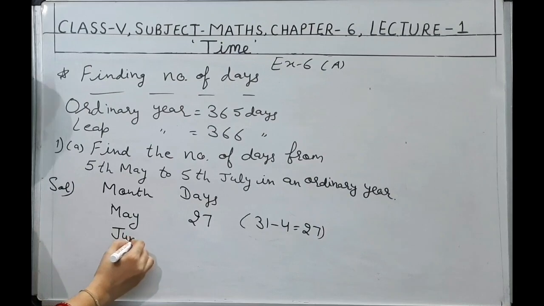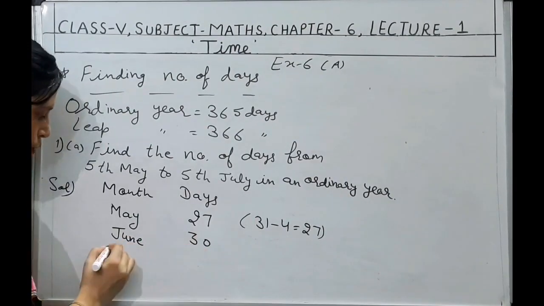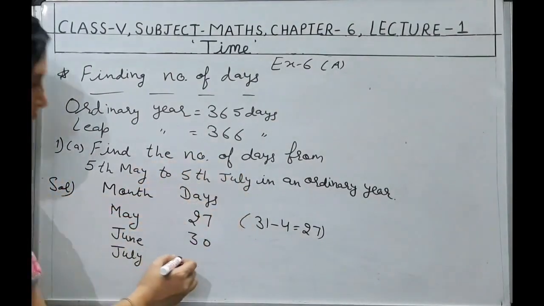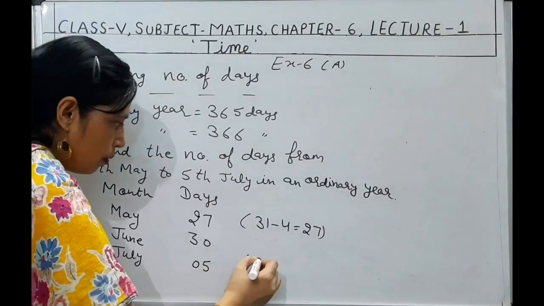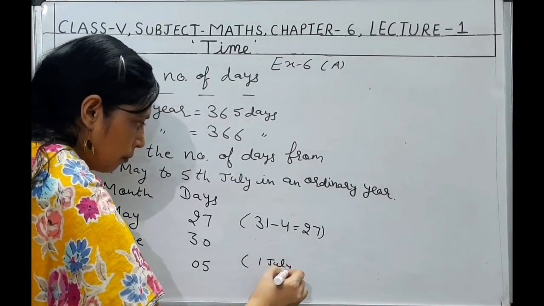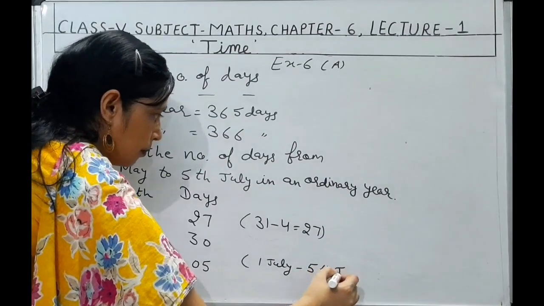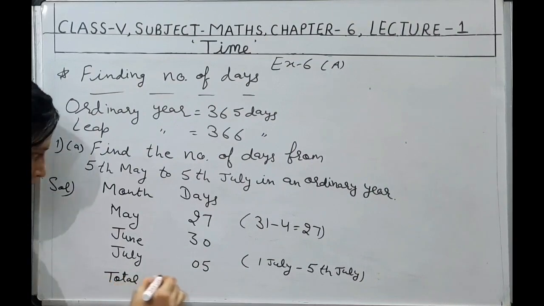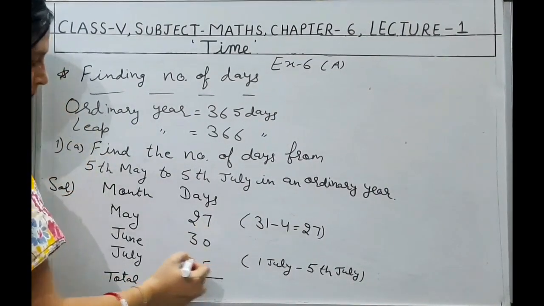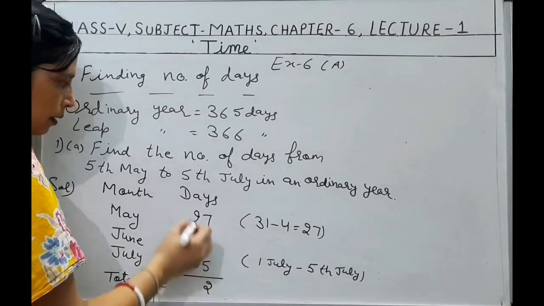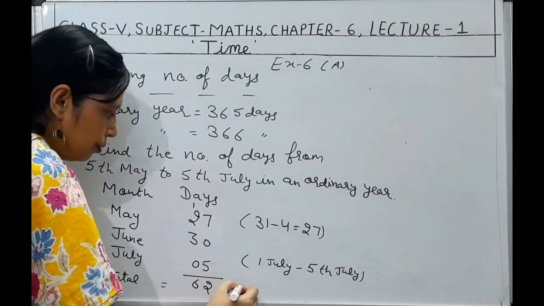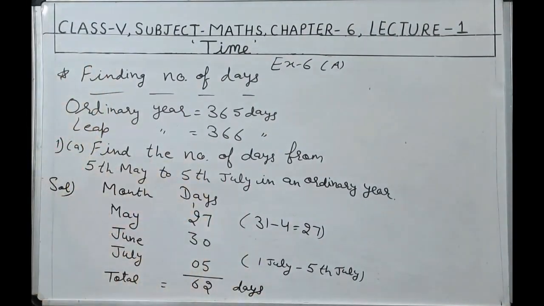June has 30 days. July up to 5th July. So July has 5 days only. From 1st July to 5th July. Understood? Then total. 7 plus 5, 12. 1 carry. 3 plus 2, 5 plus 1, 6. So there are 62 days from 5th May to 5th July. Okay.